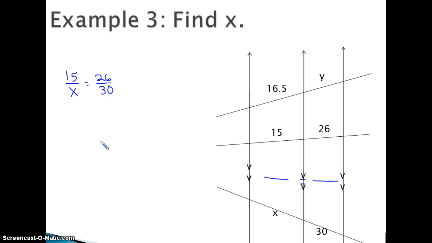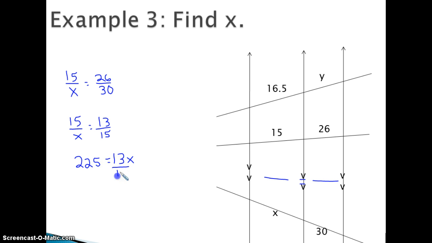And again, reduce wherever you can. It makes things a little bit easier, although it's not going to be super duper easy on this one. I can take a 2 out, and I'm going to make that 13 over 15. I'll cross multiply to solve. So 15 times 15 is going to give me 225 and 13x.